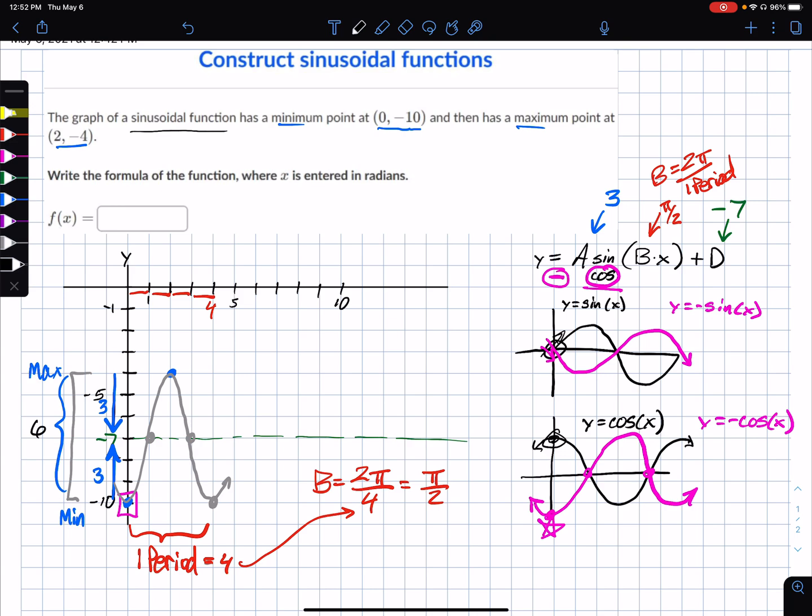So I'm going to write this function now as a cosine. All right. And we had a negative out front to achieve that minimum behavior first. We have an amplitude of 3. We have a b value of pi over 2. And also a -7 for our vertical shift, also known as our midline. All right, I hope that helped.